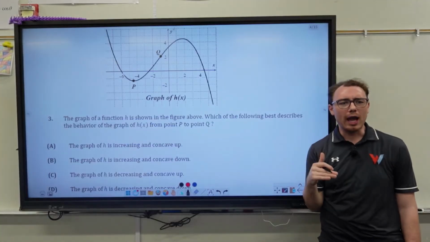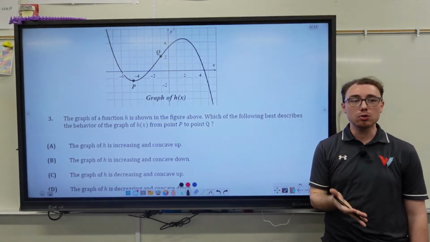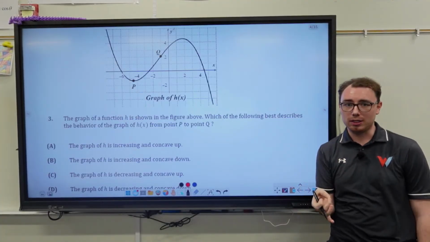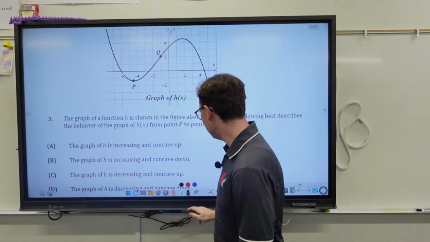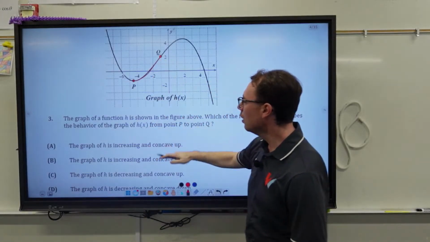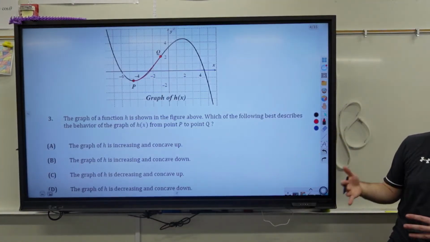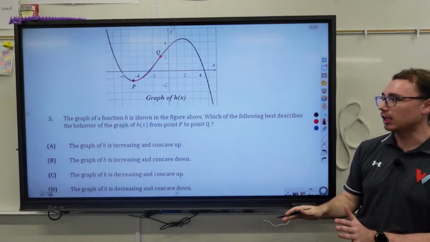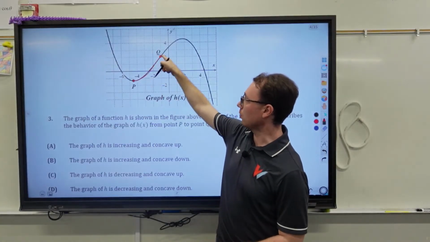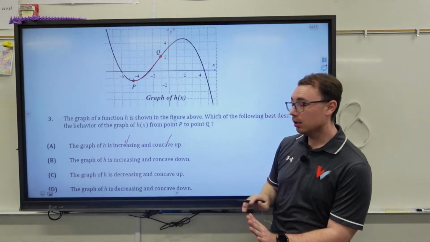For problem 3, the graph of the function h is shown in the figure above. Which of the following best describes the behavior of the graph of h of x from the point P to point Q? So we want to try and describe the graph here between this point P all the way up to this point Q. For these 4 descriptions, let's move that while we're writing. For these 4 descriptions here, we're given A, the graph of h is increasing and concave up. In that case there, we know this is true. This part of the graph is increasing, so we know that's also true. And we also know that this part of the graph happens to be concave up.